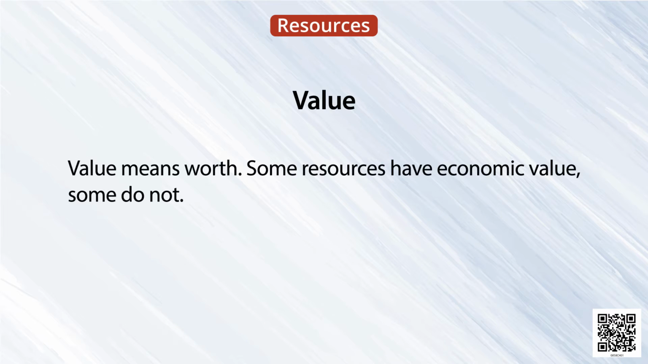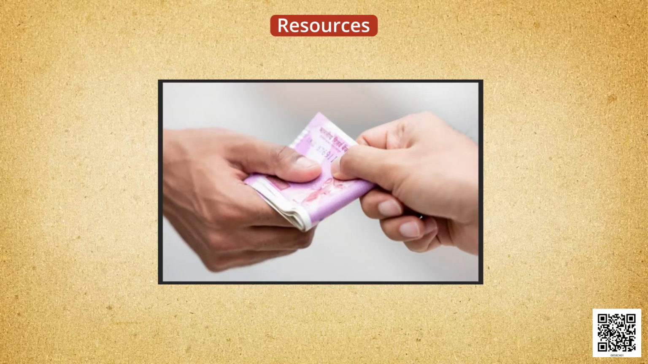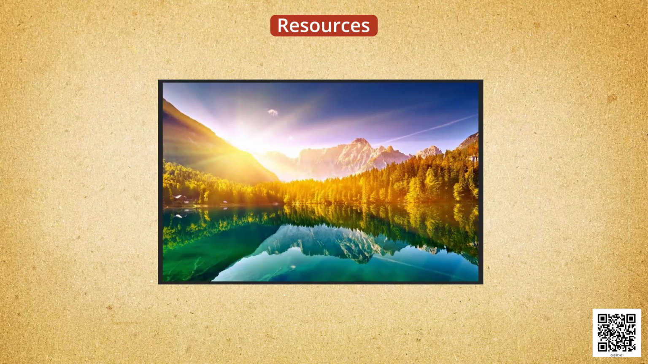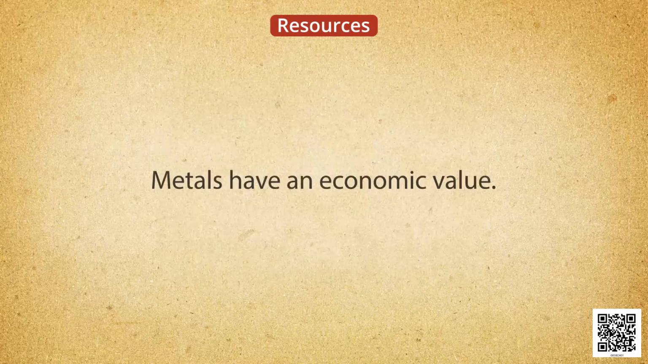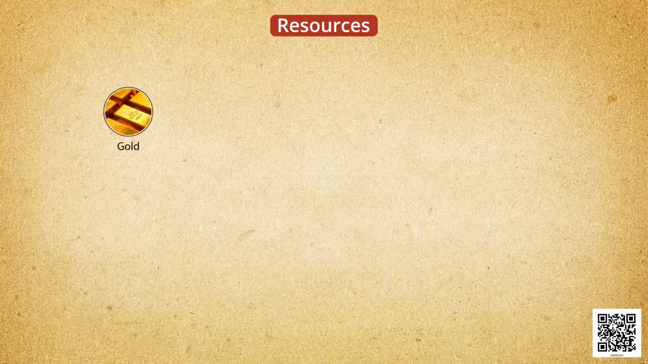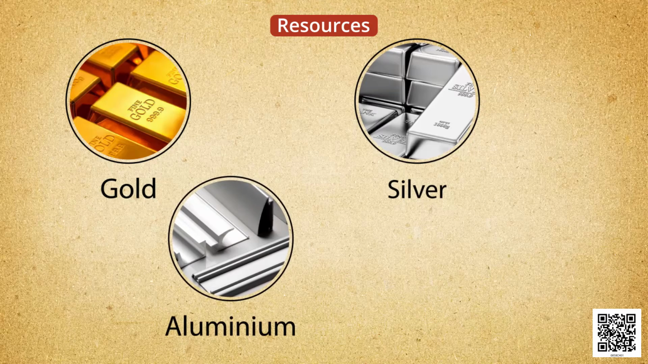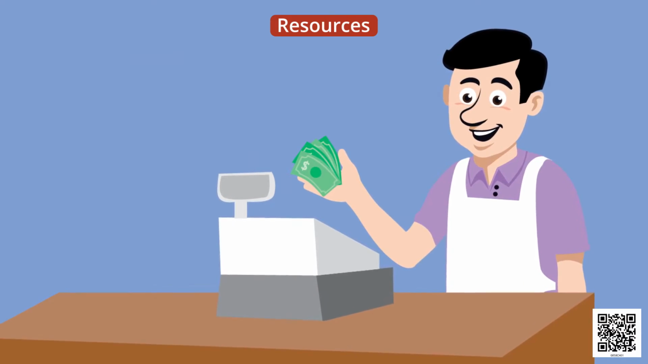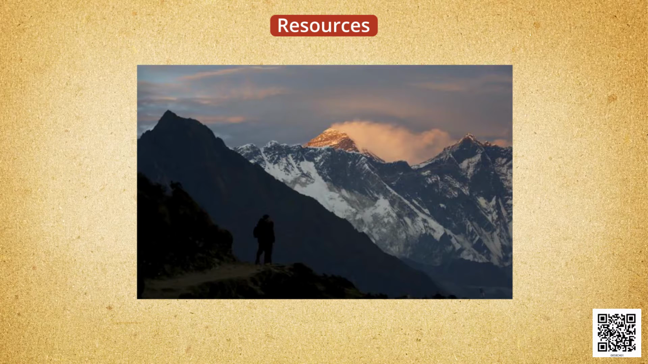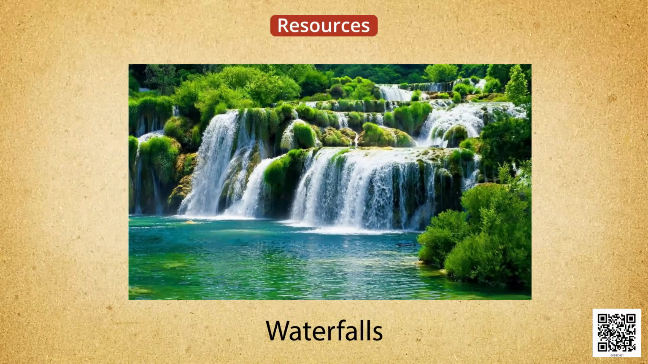Now, let's try to understand what is value. Value means worth. Some resources have economic value, some do not. It means for some resources we have to pay if we want to use them, whereas for others we don't have to pay for. For example, metals have an economic value whenever we want to buy gold, silver, aluminium, iron, we pay money for that, whereas we don't have to pay for enjoying the sight of mountains, rivers, waterfalls, etc.